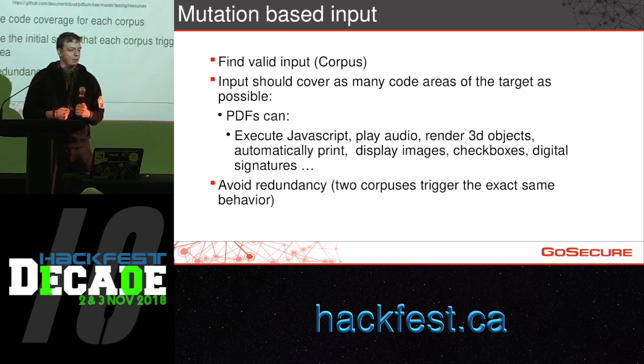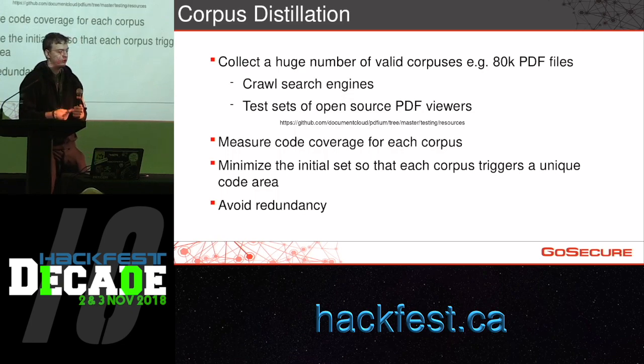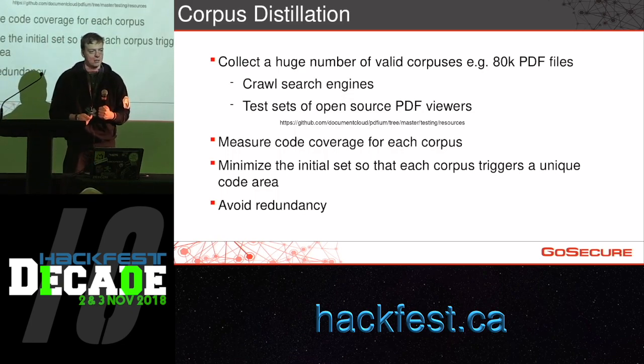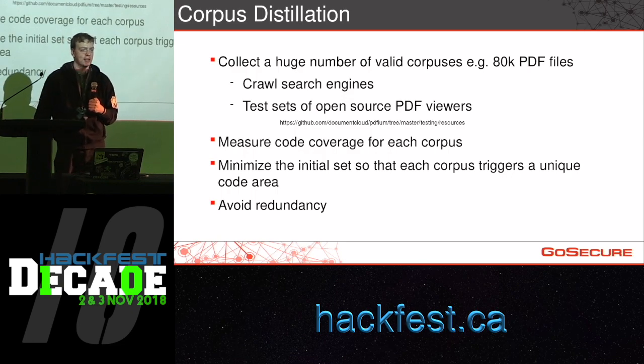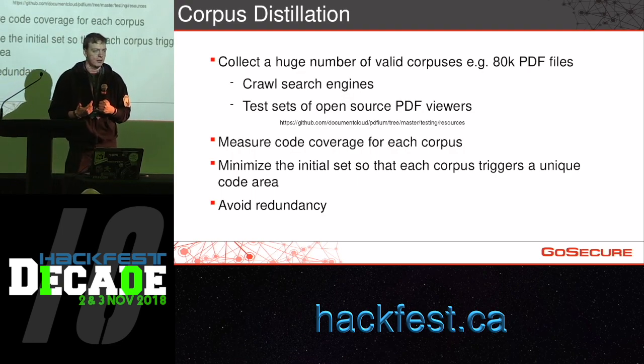So in order to overcome this issue, there is an approach called Corpus Distillation. Corpus Distillation basically works by first collecting a huge number of valid corpuses. In my case, I took 80,000 PDF files simply by crawling the internet, and that's not even a lot. I've seen researchers collecting millions of PDFs or millions of different input samples, and then doing corpus distillation on it.